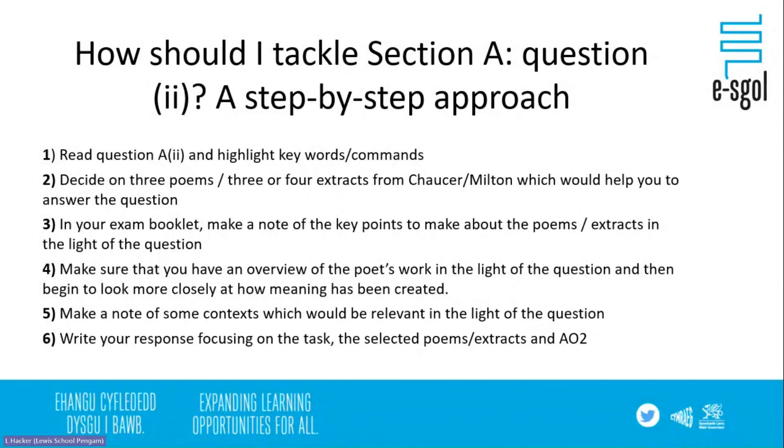So, you know, be sensible about this. 3 good-sized poems. If you pick 3 short ones, so for example, if you're studying John Donne and you choose 3 sonnets, you may have time and want to think about introducing a 4th there. But your 3 poems or 3 to 4 extracts is your stock amount required for this particular question.